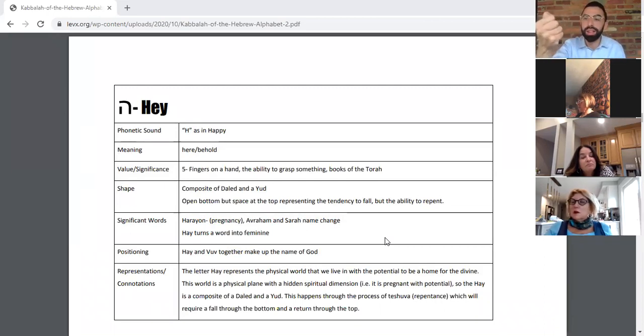But what is my hand here? What is my hand meant for? Why did God give us hands? God gave us hands to both give and to receive. I have a hand because there's something that's supposed to be in my hand.